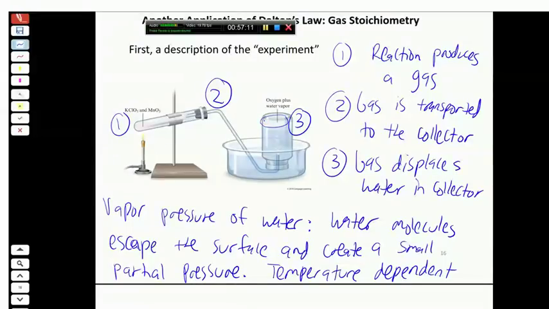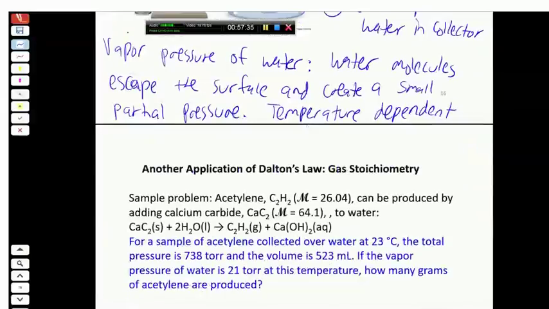Now, why that's important is because we're collecting a volume of gas that we're measuring using this apparatus. We're going to use PV equals nRT to tell us how many moles of gas that is, but we have to be aware of the fact that the total pressure of the system is the sum of the pressure of the gas and the pressure of the water. So the pressure that we put into the ideal gas equation has to be corrected for the partial pressure of water. The best way to understand this is just to do some example problems.